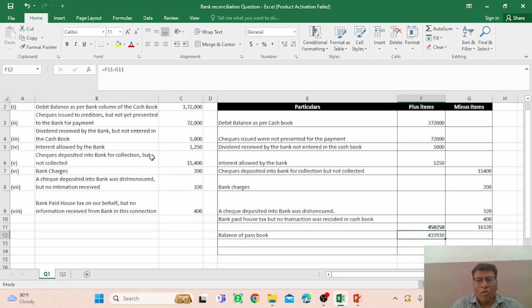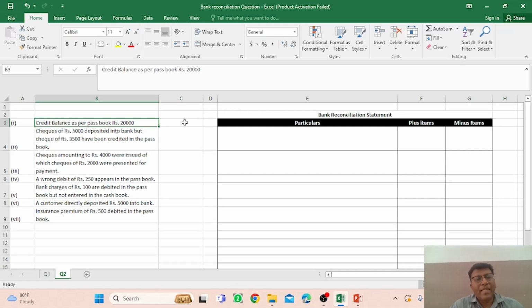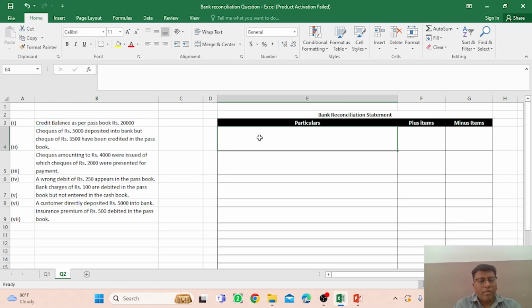And we solve another practical problem so that you have more knowledge and more practice. So let's come to the next question, that is the bank reconciliation statement on the basis of these transactions. In this particular practical problem, you see that the credit balance as per passbook is rupees 20,000. You have to focus that the credit balance of passbook is given to you. So you have to write down here the credit balance of passbook, right?